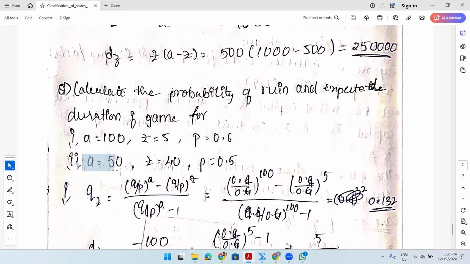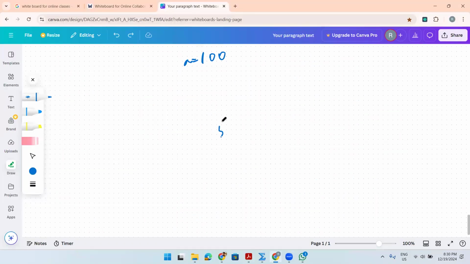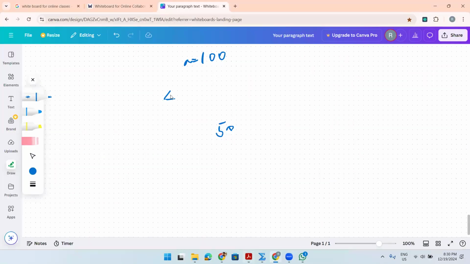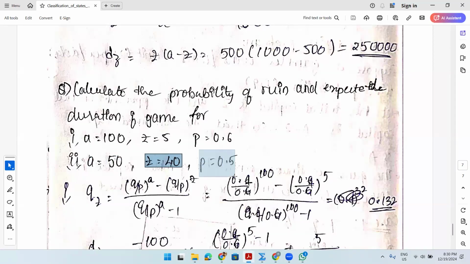Now if you see the second bit, A is equal to 50, that is total 50 rupees. And next Z, he has 40 rupees, which means the opponent has 10 rupees. This is Z and this is A. Probability of winning is again 1 by 2, the same. That is the first case. 0.5 is nothing but 1 by 2.